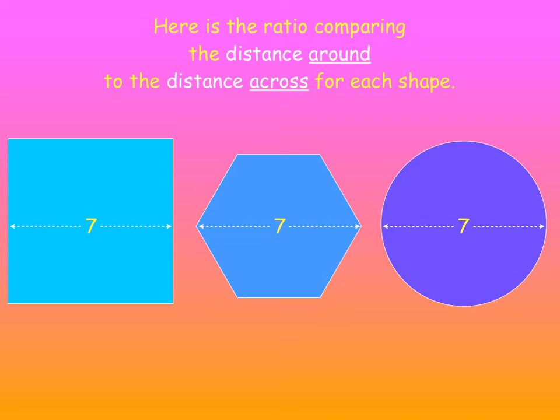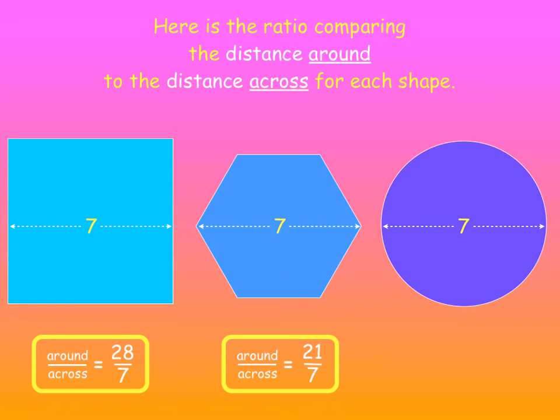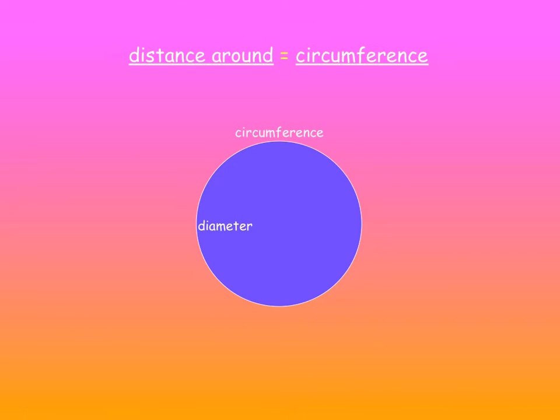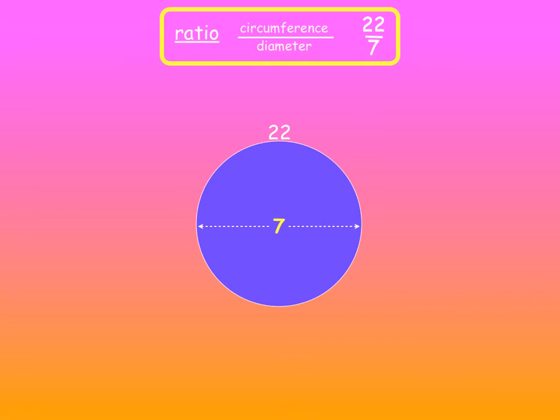Here's the ratio comparing the distance around to the distance across for each shape. For the square, the ratio is 28 to 7. For the hexagon, the ratio is 21 to 7. For the circle, the ratio is 22 to 7. The circumference is the distance around the circle, and the diameter is the distance across the middle. Here we see the circle has a circumference of 22 and a diameter of 7. The ratio is 22 to 7.